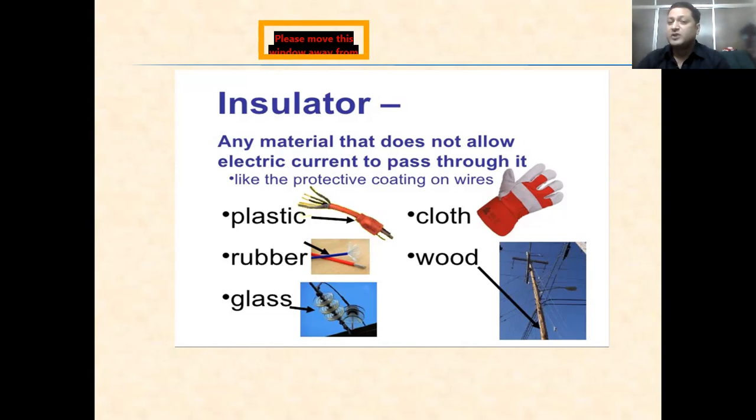But students, remember one thing: if the wood or cloth becomes wet or has water, then definitely it will not be an insulator or non-conductor, because water is a good example of a conductor. So if it is mixed with water, be very careful. It creates problems. The electricity can pass through the water, and it is actually not safe.